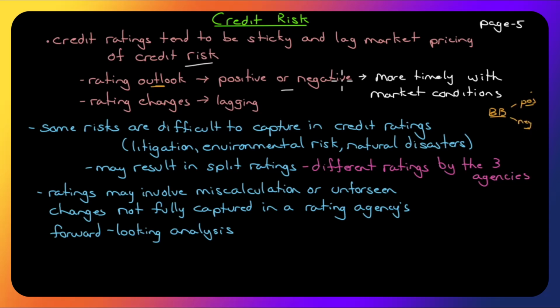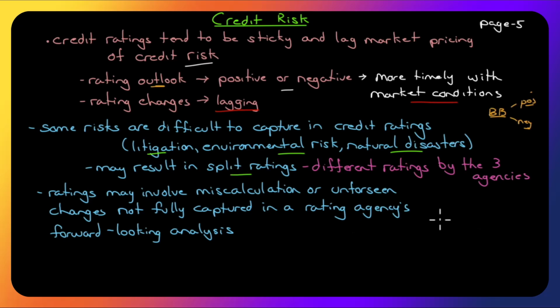The ratings outlook is more timely with market conditions. The rating change does lag. Some risks are difficult to capture in credit ratings, things like ongoing litigation, environmental risk, or natural disasters, because, well, some of these have binary outcomes, especially litigation. You could win or you can lose. Environmental risk may not become obvious until much later. Say in natural disasters, while they are random to begin with, may result in split ratings.